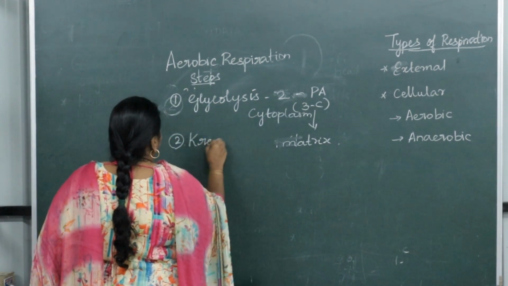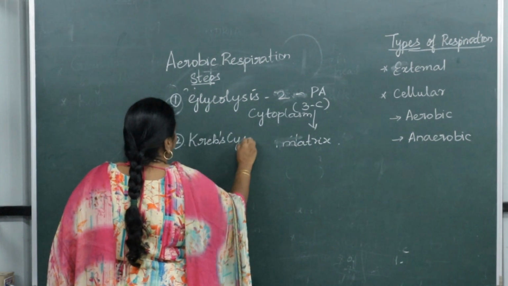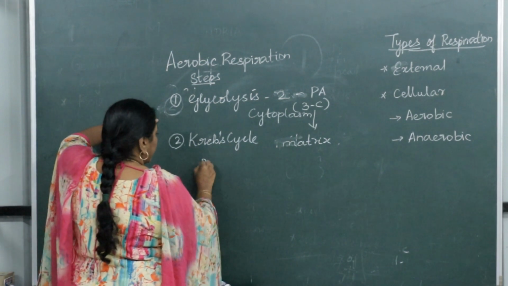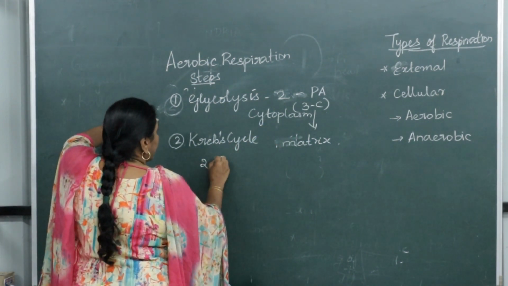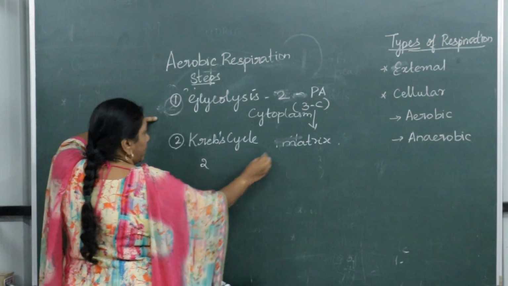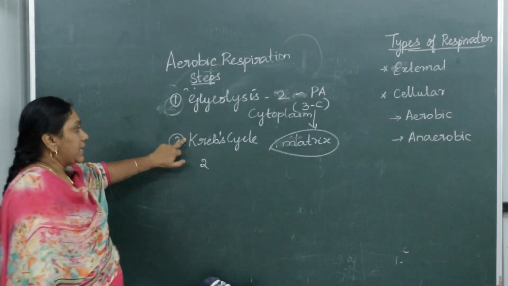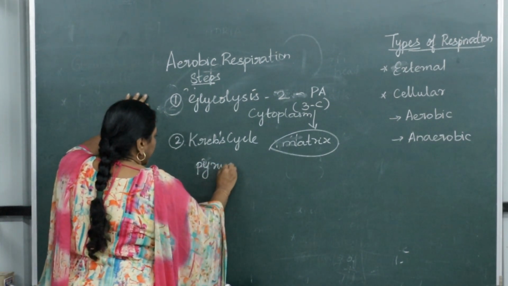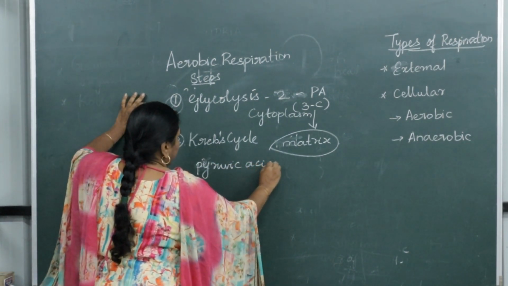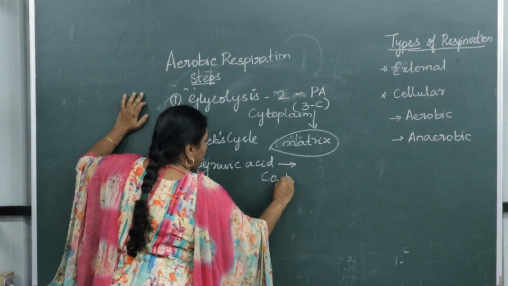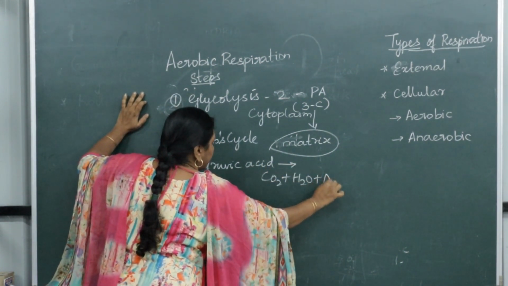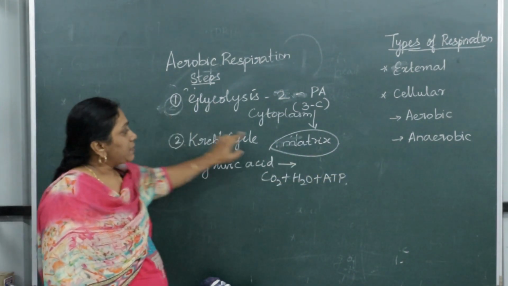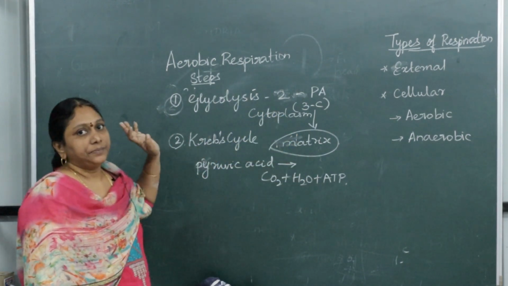The second step in aerobic respiration is the Krebs cycle, a very complex biochemical process. Here, the pyruvic acid molecules which are formed in the cytoplasm will enter into the mitochondrial matrix. This Krebs cycle takes place in the mitochondrial matrix. Here this pyruvic acid is oxidized to form carbon dioxide, water plus ATP. This is a very important and complex biochemical process which takes place in the mitochondrial matrix.